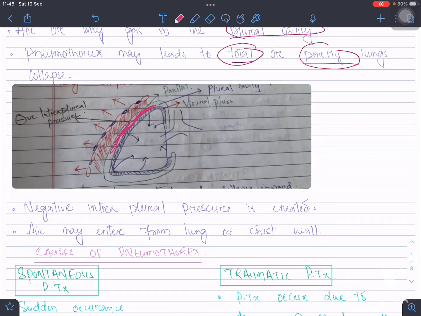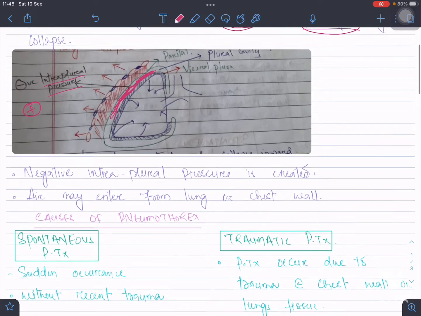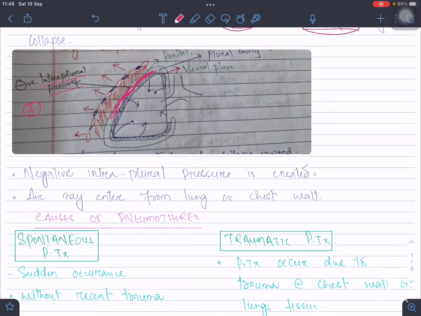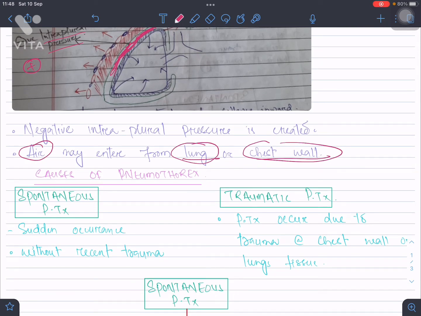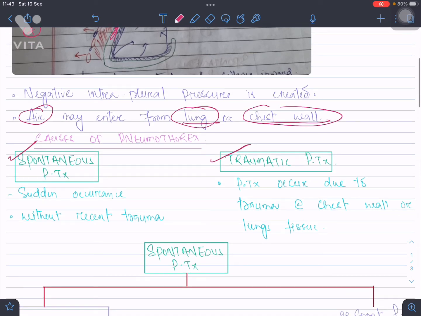The negative intrapleural pressure should always be maintained. Due to some reason, if the pressure within the cavity becomes positive, then that's called pneumothorax. Air can enter the cavity through the lung or through the chest wall. From the chest wall, it can be due to some trauma, and through the lung, it can be due to some pathology. So there are different causes of pneumothorax, and it can be spontaneous or traumatic.